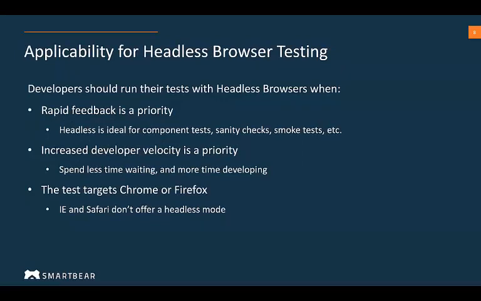You should think about running your tests against a headless browser whenever rapid feedback is a priority. So if you're running component tests, sanity checks, smoke tests, anything that you want to be able to run often and get feedback for quickly, you should think about running it against a headless browser. You'll spend less time waiting, more time actually writing your test. And like I said before, just by targeting Chrome and Firefox, you can get a lot of confidence about how most of your users are going to interact with your website.